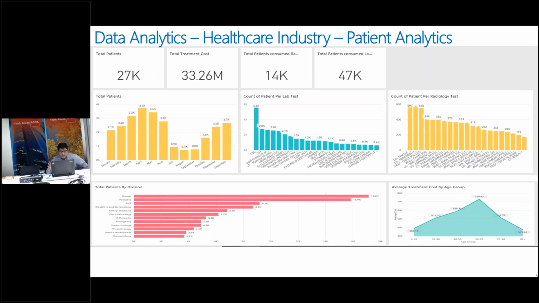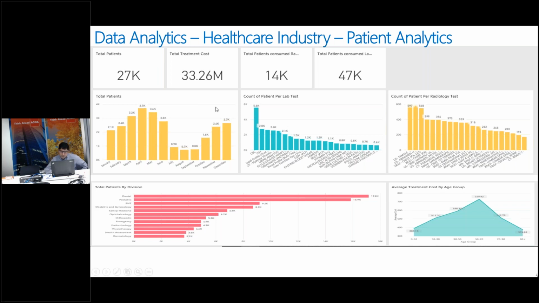And then out of these 27,000 total patients, the total number of radiological orders like X-rays and CT scans being done is 14,000. The organization needs to know that, because that's one of the revenue streams of a hospital. And then they want to see what the laboratory revenue is, and how many laboratory orders are going. They can just quickly see that, and what the tests are.